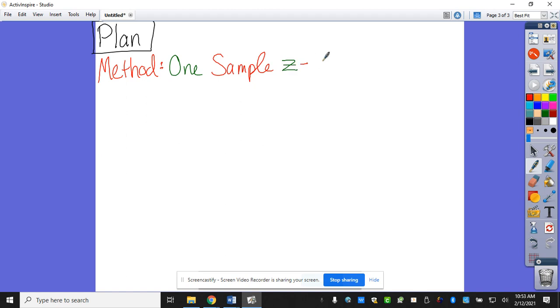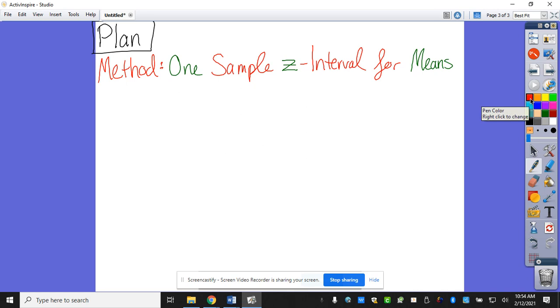What word comes right after that? Why does it say interval? Because what are we doing? A confidence interval. That's what that stands for. And then we're specifically doing one for means and not proportions.